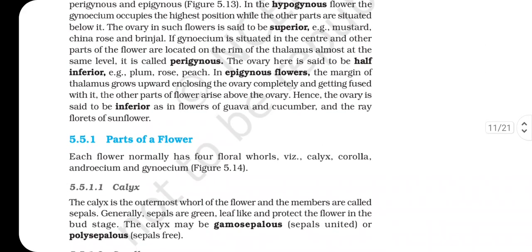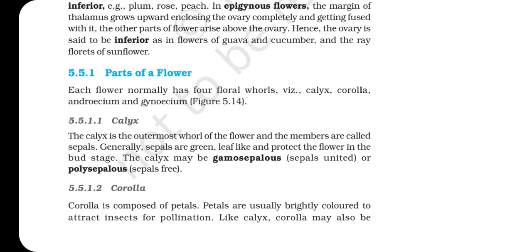Parts of a flower. Each flower normally has four floral whorls, namely calyx, corolla, androecium, and gynoecium. Androecium is the male reproductive part, and gynoecium is the female reproductive part. The calyx is the outermost whorl of the flower, and its members are called sepals. Generally, sepals are green, leaf-like, and protect the flower in the bud stage.